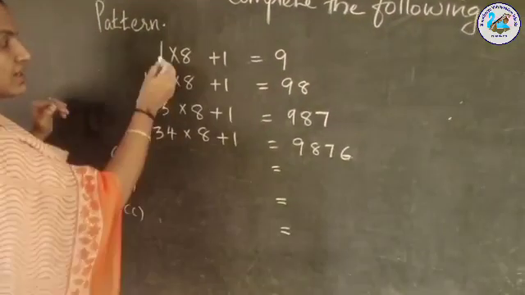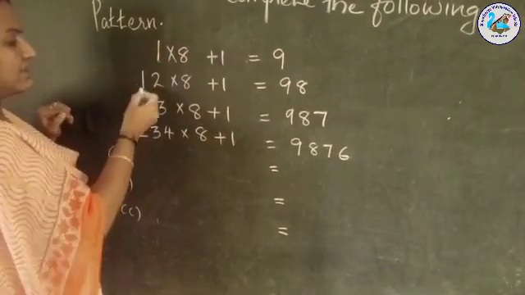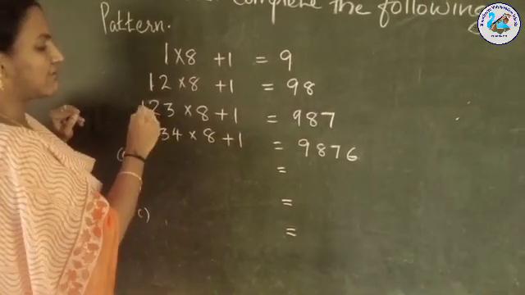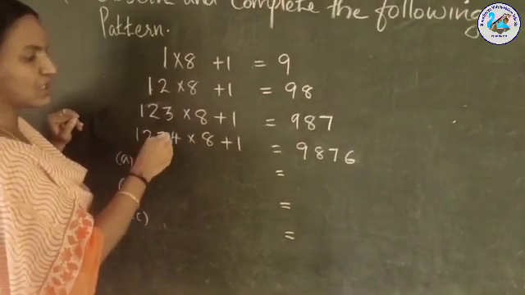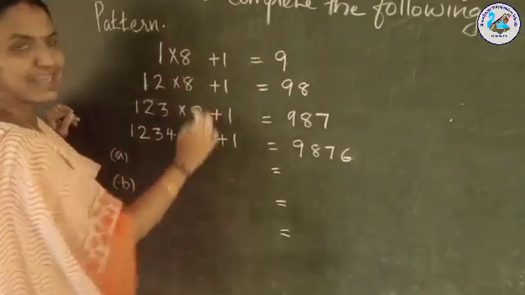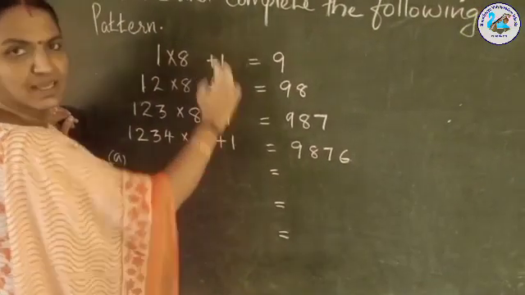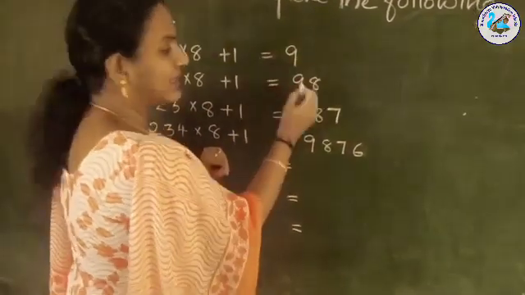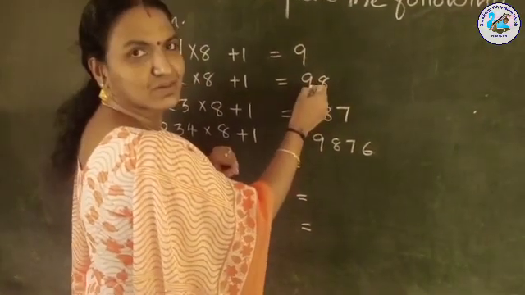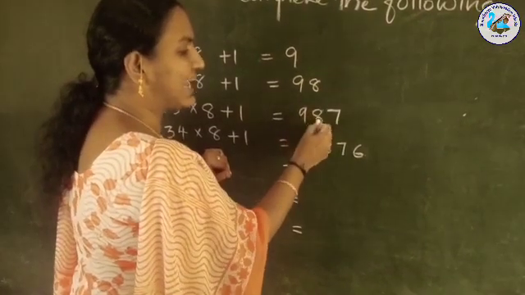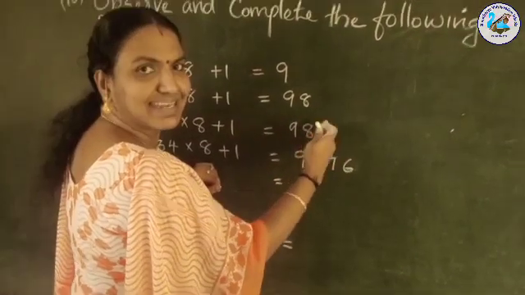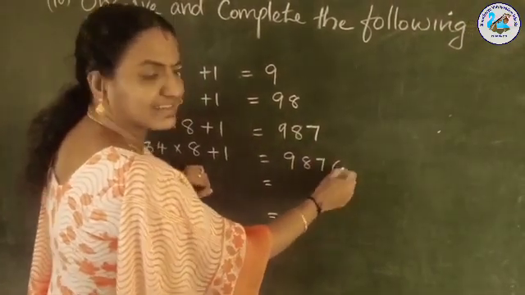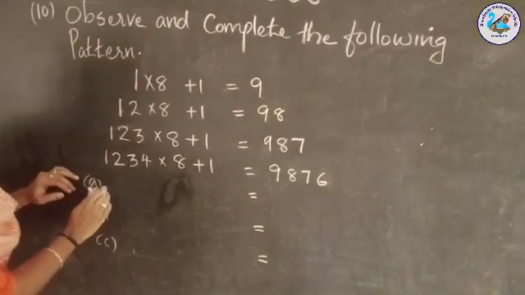Observe here: first only 1, then 1, 2, then 1, 2, 3, then 1, 2, 3, 4. The second number, 8, is the same, and the third is also the same. But on the answer side, first 9, then 9, 8, one less each time. Then 9, 8, 7, which is descending order, then 9, 8, 7, 6. So you have to fill the blanks.